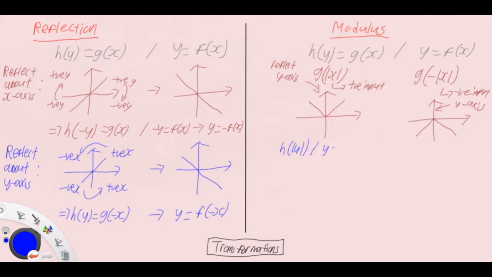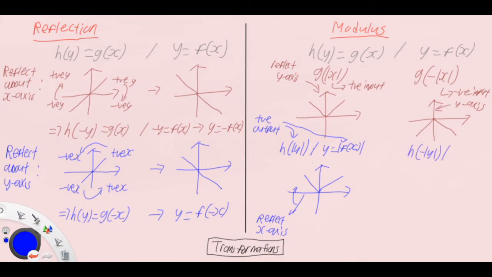Similar idea for h(|y|) or y = |f(x)|. Now, only positive y values are obtained. That means any negative y values that we had will now become positive, and positive values will remain positive. So those negative y values will be reflected about the x-axis. Similar for h(−|y|) or y = −|f(x)|, only negative values obtained. Therefore, any positive y values will reflect about the x-axis to become negative. Negative values will just remain the same.